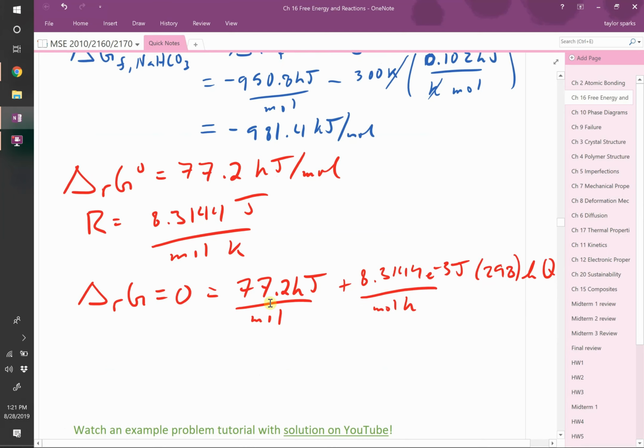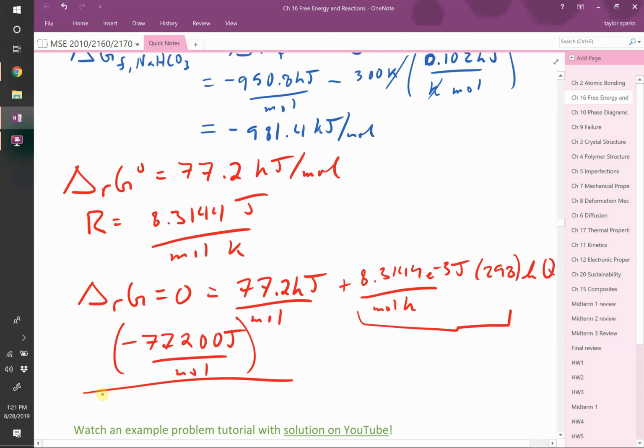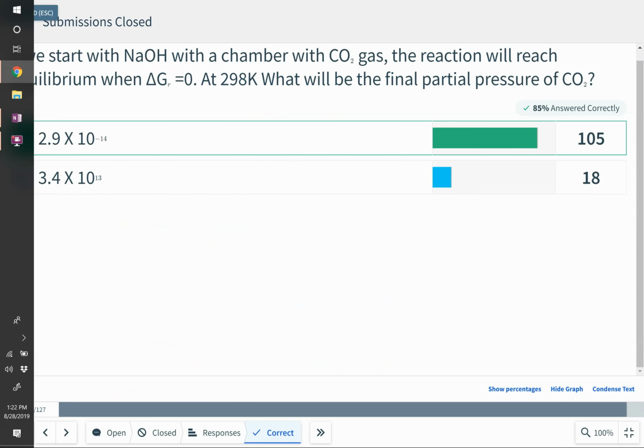So quick reminder, we're going to bring everything onto one side of the equation. So it's going to be minus 77.2 kilojoules per mole. And you can put that into joules if you want, I guess. 77,200 joules per mole. And then we're going to divide that by that term right there. So that's going to be divided by 8.3144 times 298. That's going to equal natural log of Q. And if you take e to both sides of that equation, the natural log disappears, right? So e to this number gives us that, some 2.9 e to the negative 14.